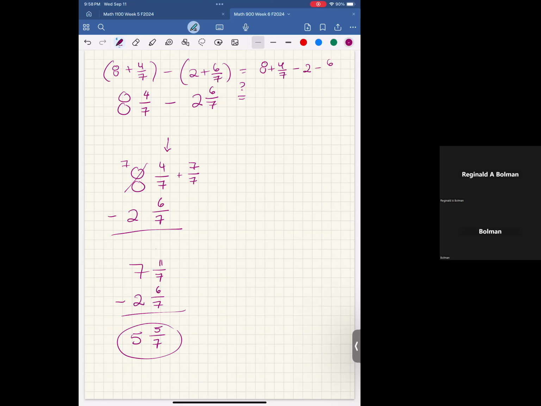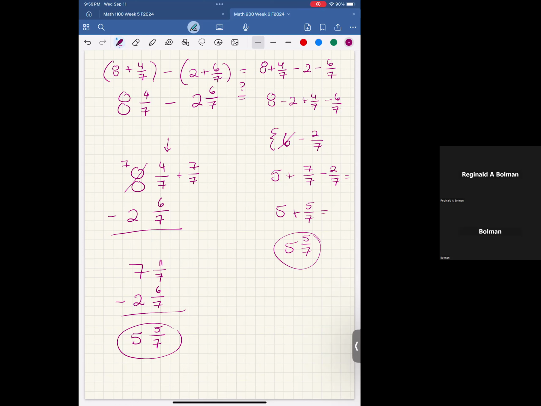There's no problem writing things out. You'd have 8 plus 4 over 7 minus 2 minus 6 over 7. You get 8 minus 2 plus 4 over 7 minus 6 over 7. You're going to get 8 minus 2 is 6. 4 minus 6 gives you -2. So you have -2/7. Breaking up the 6, i.e. borrowing a 1 from the 6, that gives you a 5 and 7 over 7. 7 over 7 minus 2 over 7 gives you 5 over 7. And our answer is as follows.